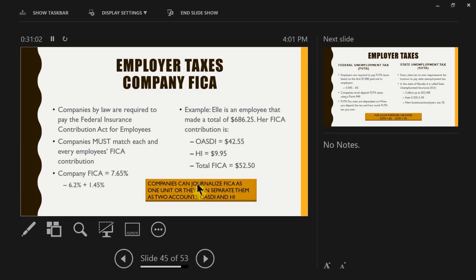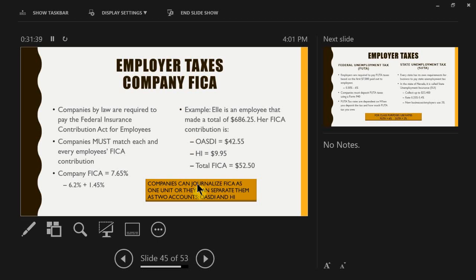Okay, and once again, if L puts in a total of $42.55 for her Social Security, and she also puts in $9.95 to her Medicare, you are also subject to pay in the same exact amount, so $52.50 to her Social Security. Okay, that's the first thing you've got to do as a company tax that you are mandated to pay. You must match them 100%. Okay?